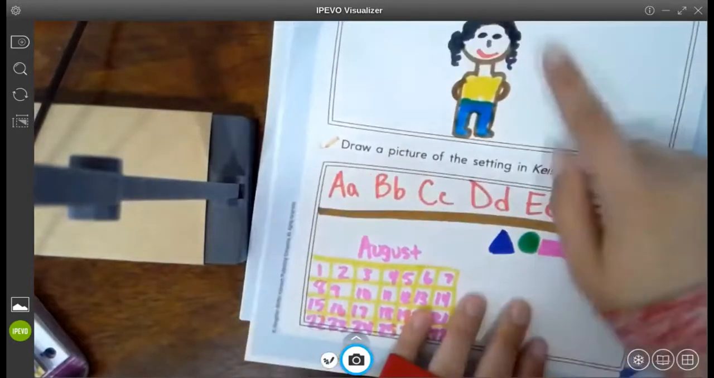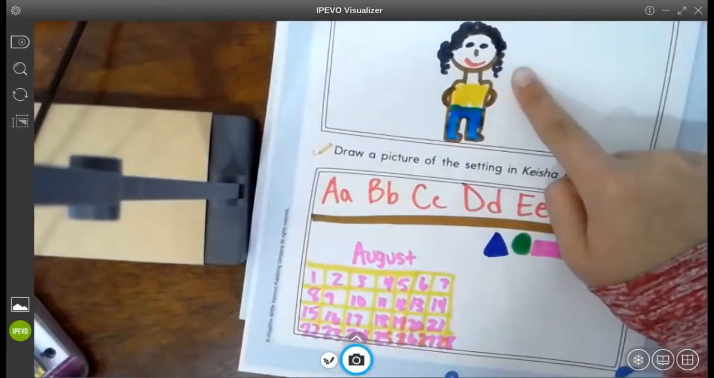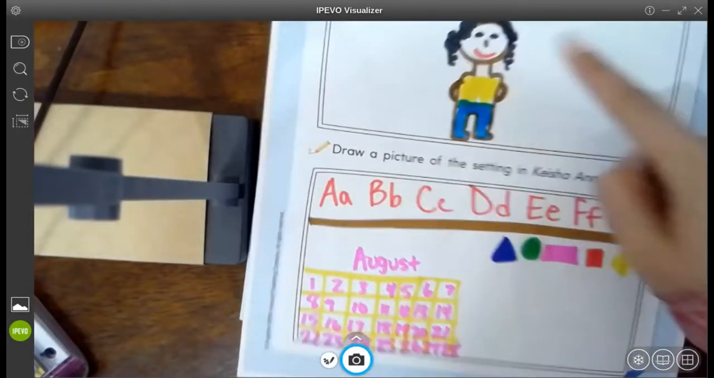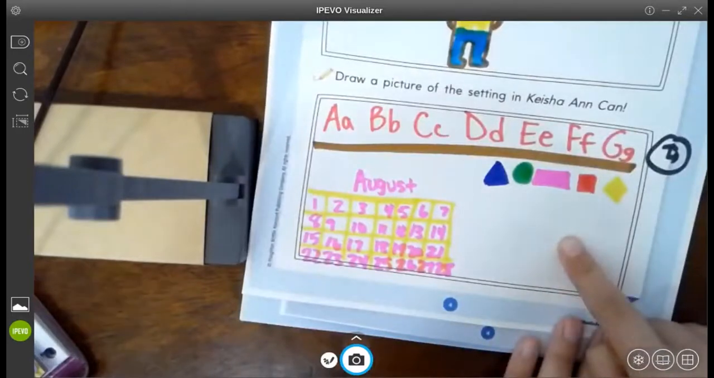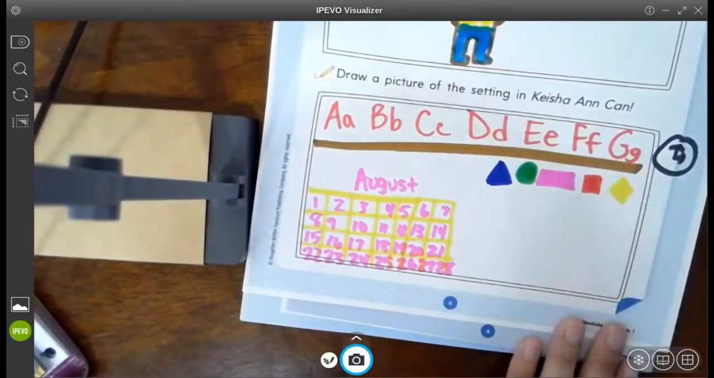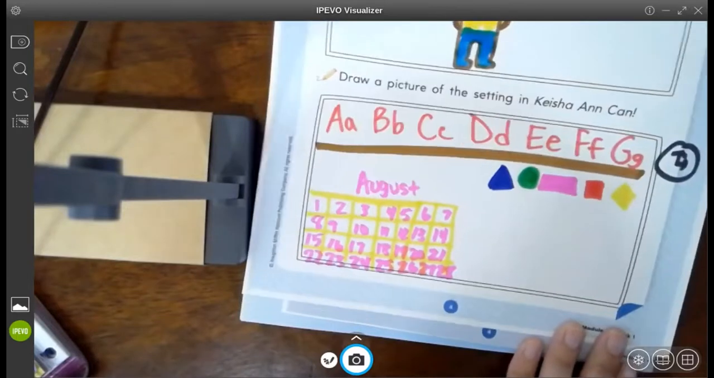Remember, today you identified the characters, or who the story was about, and the setting, where the story took place or when it took place. Great thinking today.